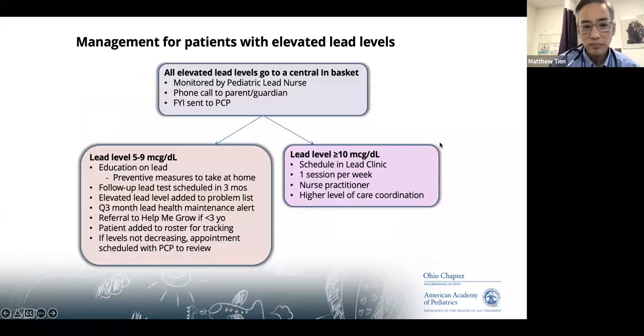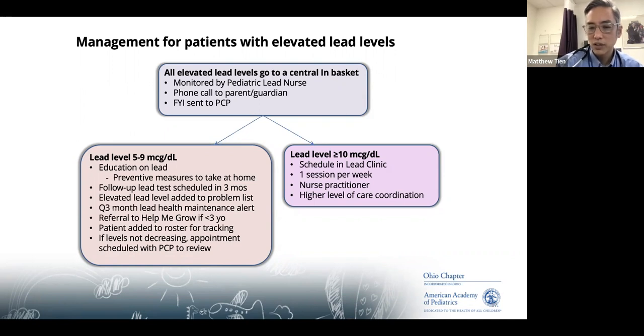Next slide. So what did we set up for our management and care coordination? Well, we set up all our elevated lead levels to go to a central in-basket. We felt that was helpful because not all providers would necessarily pay as close attention to the elevated lead levels. They're understandably so busy with other stuff that managing and tracking down a patient with elevated lead and giving them education over the phone was, I think, a tall ask. So at this point, we've actually changed it so all our elevated lead levels go to a central in-basket monitored by our awesome pediatric lead nurse.